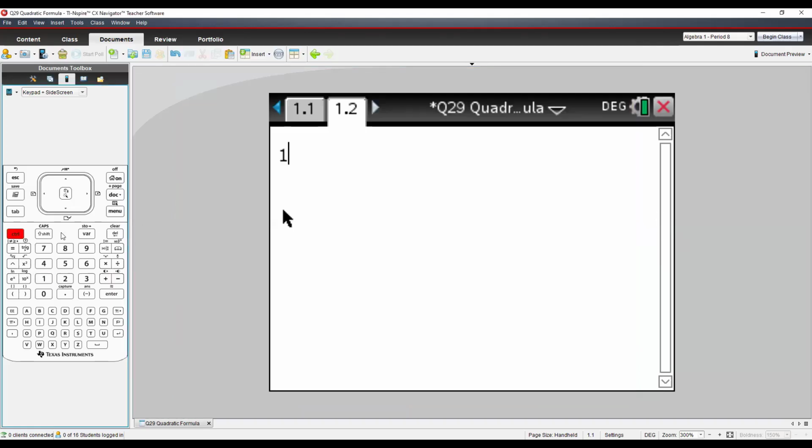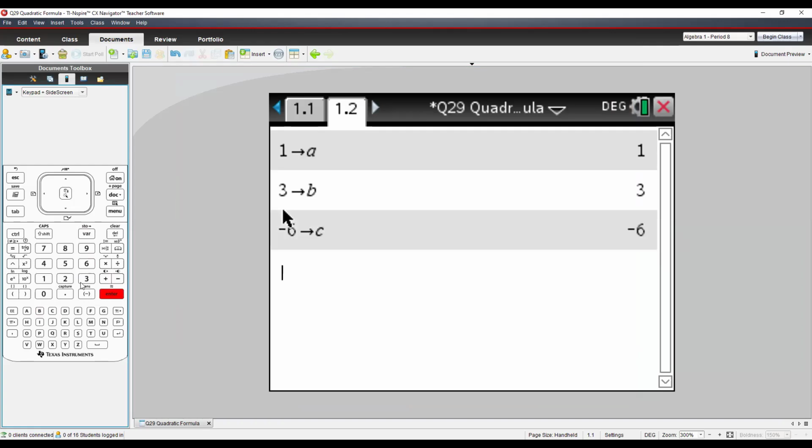Let's do it. 1, control store. We're going to put it into a. Boom. What's the other one? 3. We're going to store that into b right here. And then we're going to do -6, and we're going to store that into c. And boom, there you go. Now, we're going to do b squared minus 4 times a times c, and then press enter. That's the part that goes inside the square root.